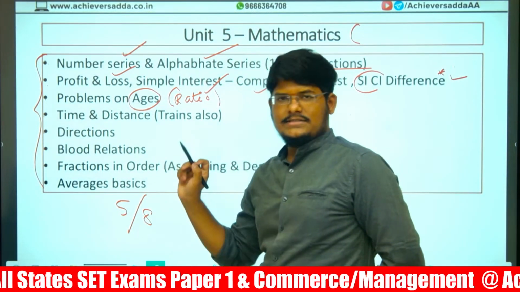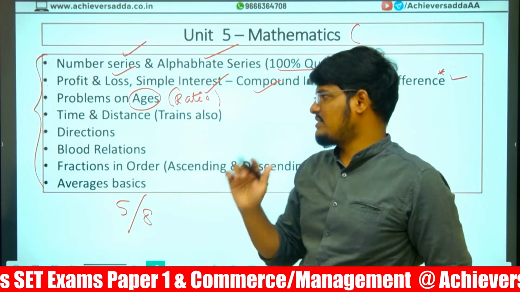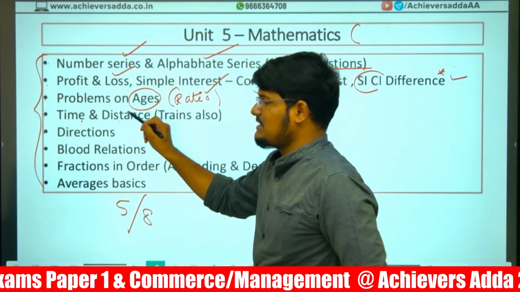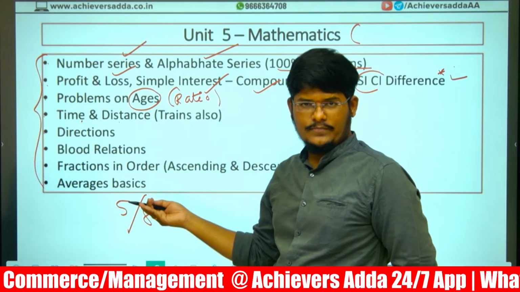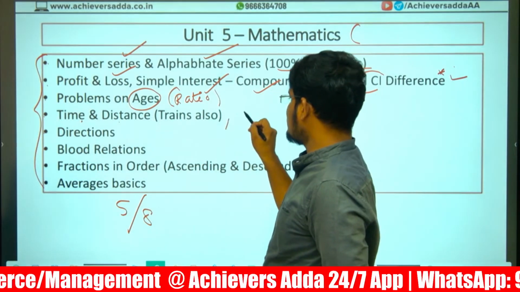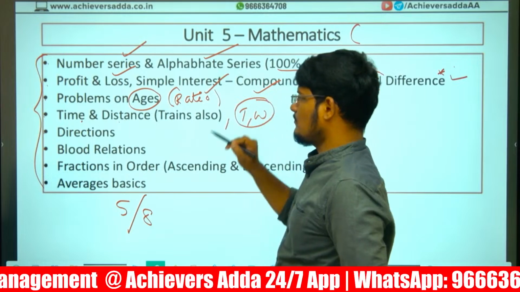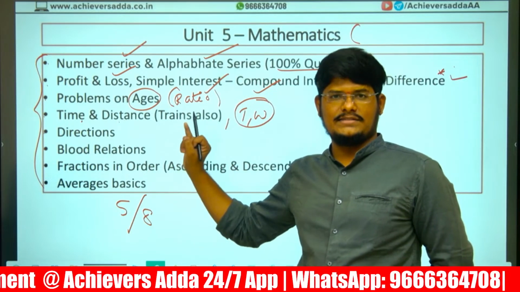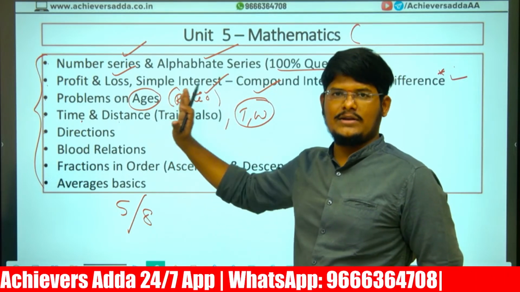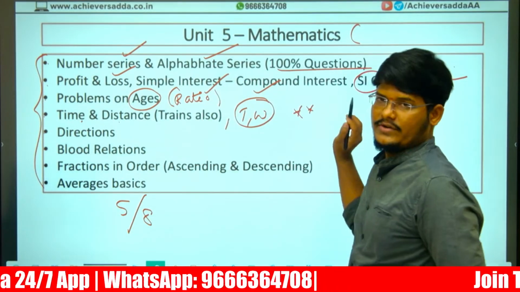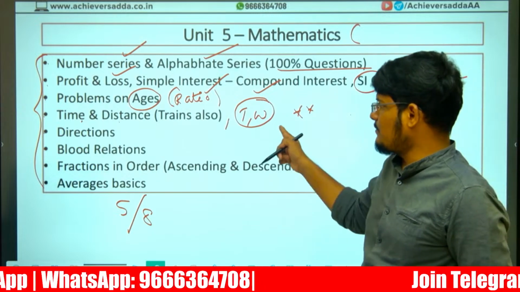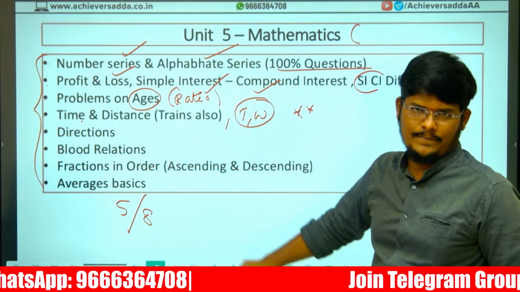Time and distance, a basic question they will twist. Time and distance, speed related question. They can ask in the context of trains, or they can also ask time and work. Time and work, time and distance speed, these two are most important. A 100% question can be expected, either time and work or time, speed and distance.